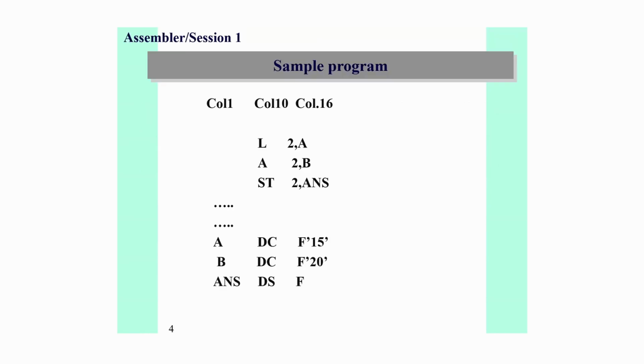So this is a sample assembler program. We have not gone into any of the assembler structure yet, so to give you a feel of the assembler, I have given a sample program. What do you think are the executable statements and what are the declarative statements, the data declarations? A, B, ANS are data declarations and the first three statements are the executable statements.